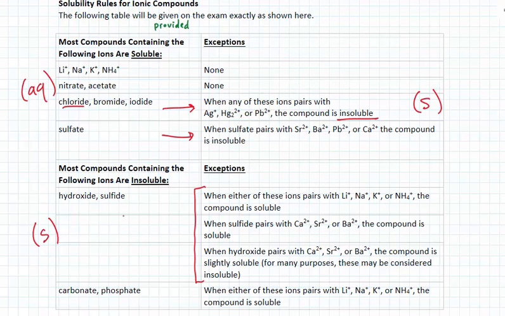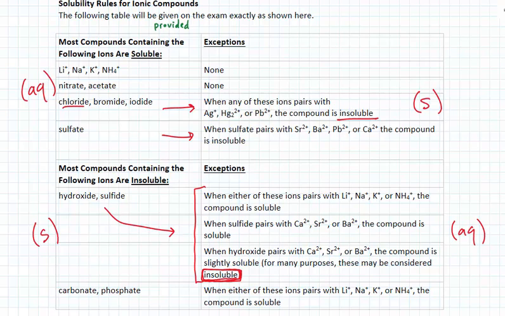Now, these three sets of exceptions go for both of those. Okay, hydroxide and sulfide have exceptions here. Most compounds are insoluble, but these exceptions are now aqueous. These ones are just sulfide, these ones are hydroxide, but be a little bit careful with this. When hydroxide pairs with calcium, strontium, or barium, the compound is slightly soluble, but for many purposes, they may be considered insoluble. And for our purposes in this class, we're going to consider these ones still to be insoluble.